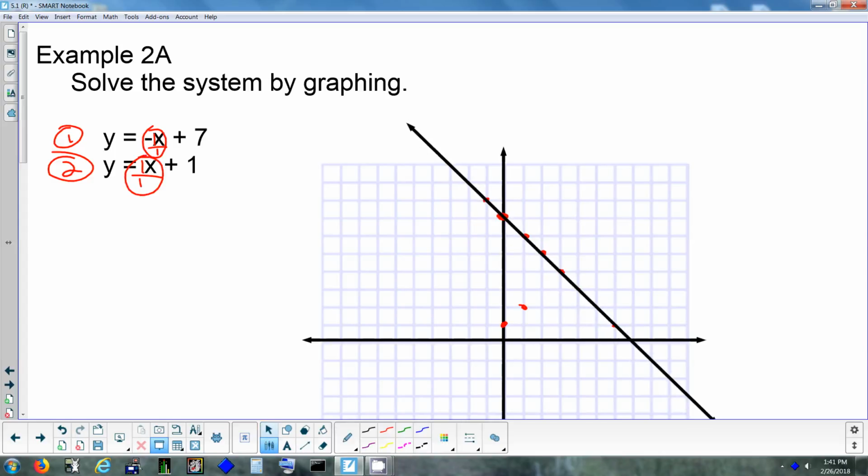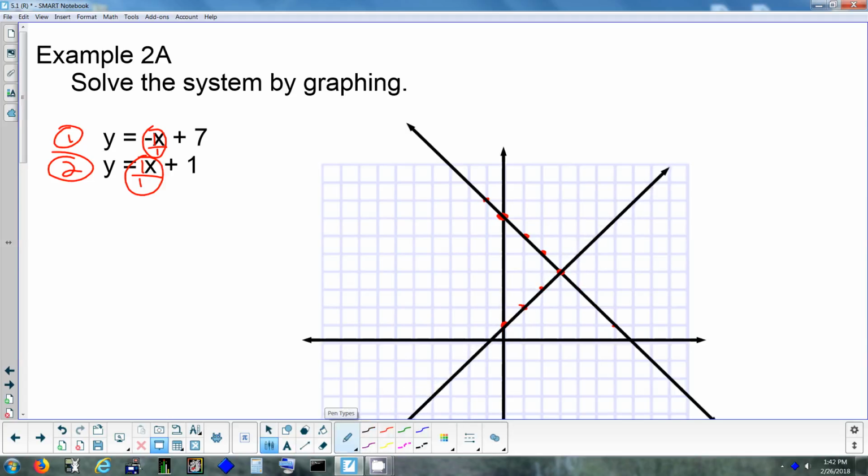Now, if I do this enough times, watch what's going to happen. I already found the answer. I didn't even draw the second line yet, and I already have the answer. But you should draw the second line. Okay, draw it in just like that.